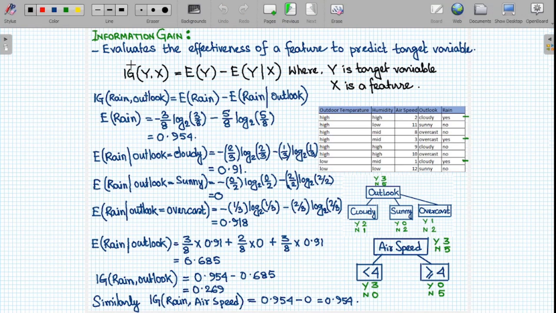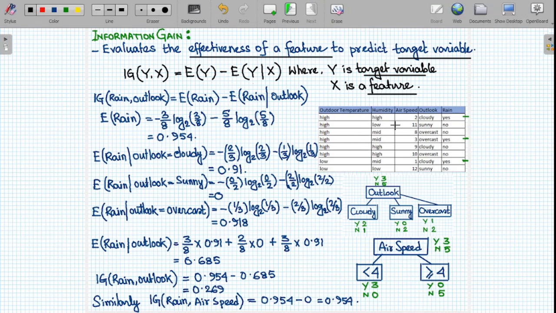By using information gain, decision tree algorithm evaluates the effectiveness of the feature to predict the target variable. On the other hand, by calculating information gain, decision tree algorithm identifies the best feature to take as decision node or the root node. The equation for information gain is IG(y, x) = entropy of y minus entropy of y when x is known. Here y is the target variable or the dependent variable, x is the feature or the independent variable.